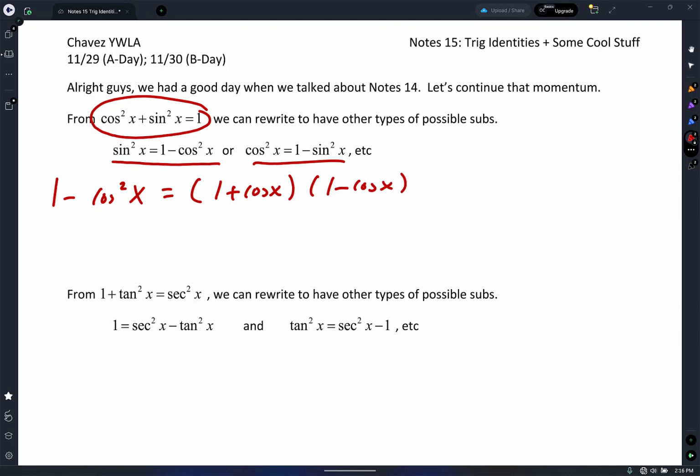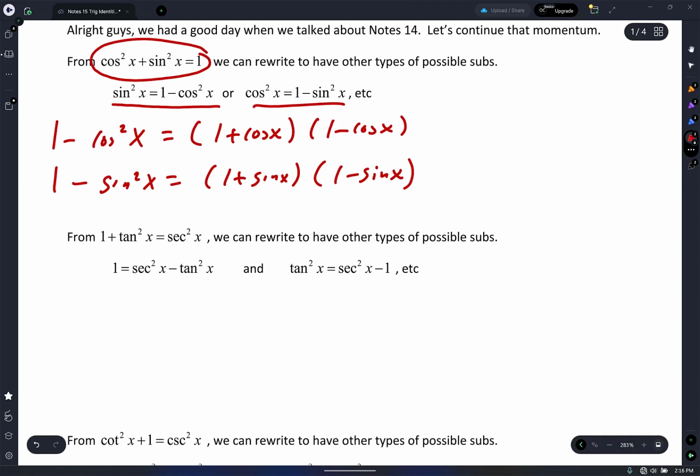And then the same thing can be said with the 1 minus sine squared. 1 minus sine squared x is the difference of squares. So you can write 1 plus sine x, and then 1 minus sine x. And use those whenever they help you out. If they don't help you out, then you don't use them. So yeah, pretty straightforward. What do you guys think? Nothing crazy, right?